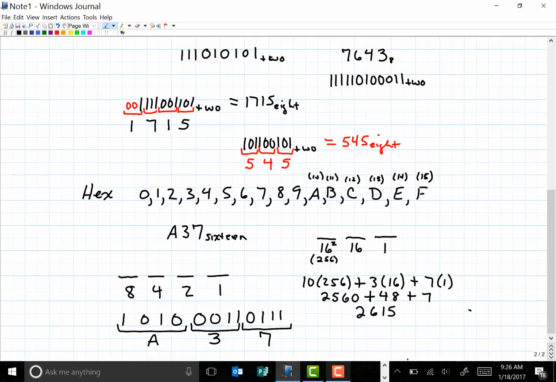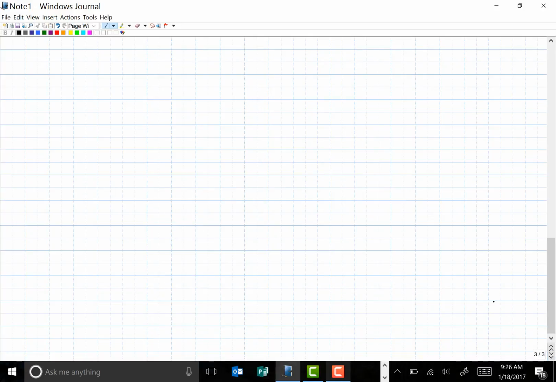And that means that the number A37 in base 16 is equal to 1010 0011 0111 in base 2. So just like we did when we went from base 8 to base 2, where we took each digit in the base 8 number and made it a 3-digit binary number, in base 16 we take each digit and make it a 4-digit binary number. And then of course, to go the opposite direction, to go from base 2 to base 16, instead of grouping in 3s, we'll group in 4s.